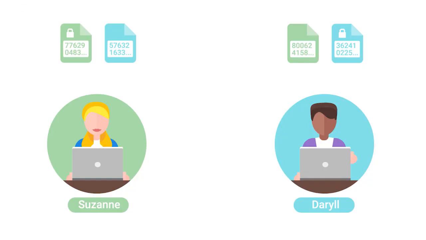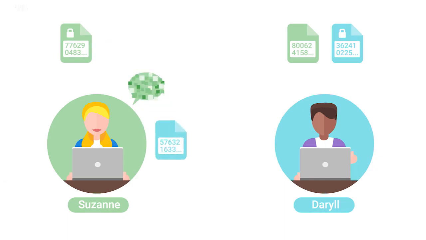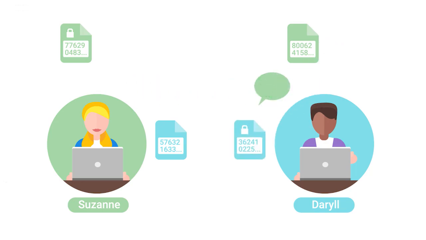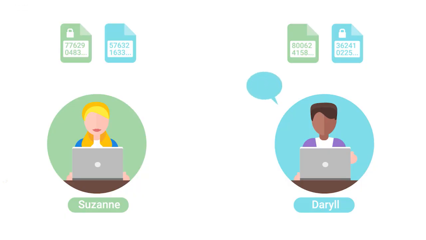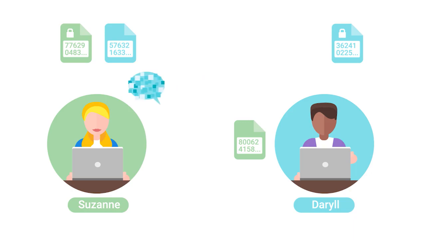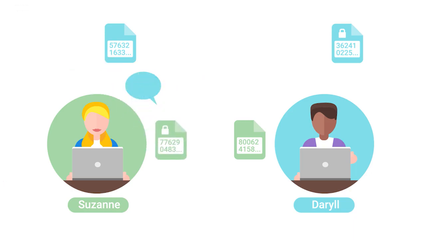Once Suzanne and Daryl have exchanged public keys, they're ready to begin exchanging secure messages. When Suzanne wants to send Daryl an encrypted message, she uses Daryl's public key to encrypt the message and then send the ciphertext. Daryl can then use his private key to decrypt the message and read it. Because of the relationship between private and public keys, only Daryl's private key can decrypt messages encrypted using Daryl's public key. The same is true of Suzanne's key pairs. So when Daryl is ready to reply to Suzanne's message, he'll use Suzanne's public key to encode his message, and Suzanne will use her private key to decrypt the message. Can you see why it's called asymmetric or public key cryptography?